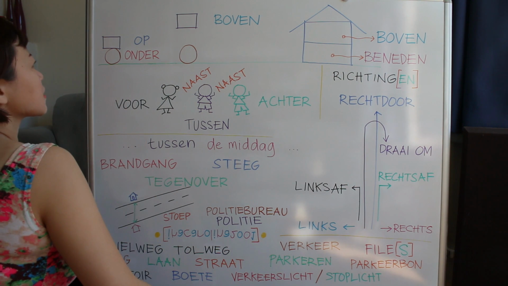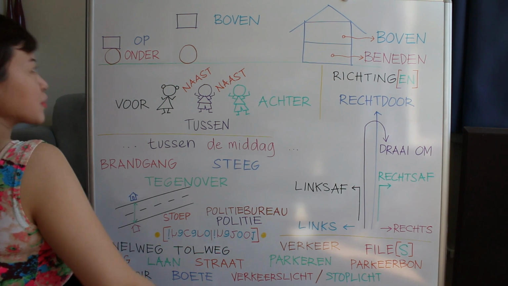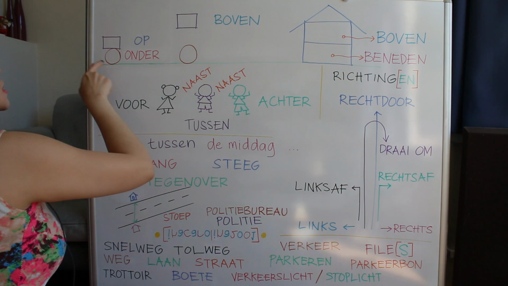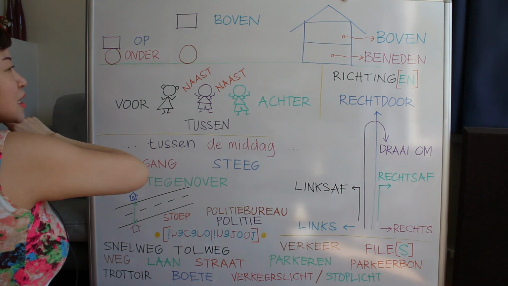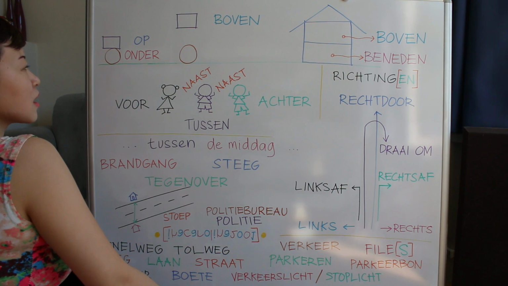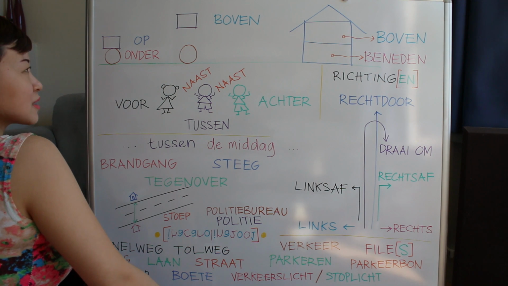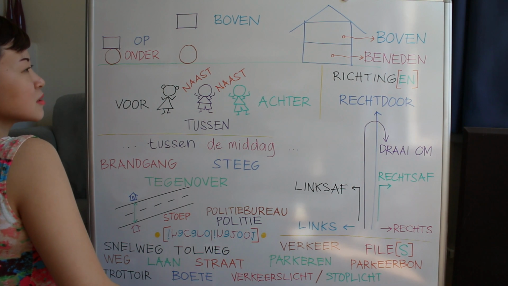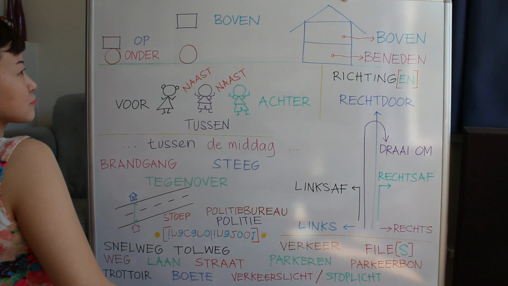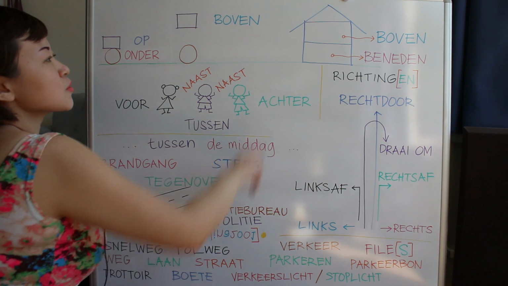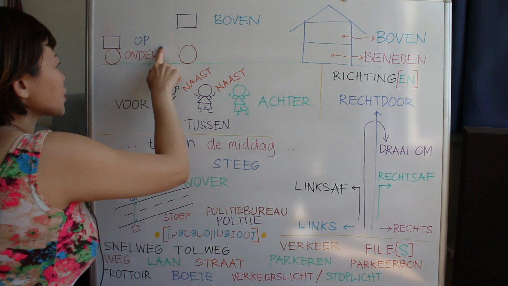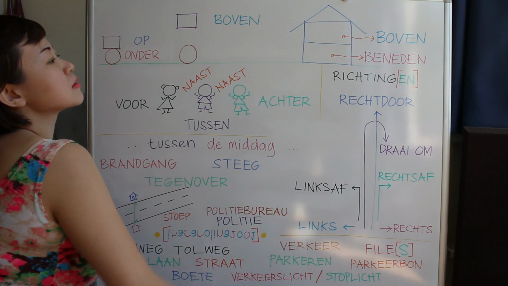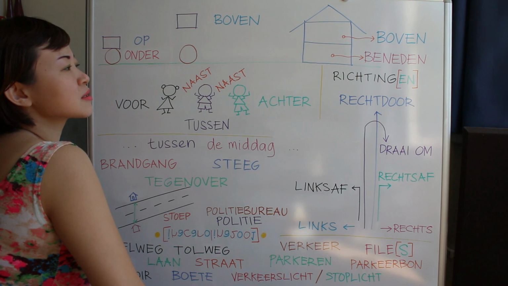Op is on top of. Op, on top of. This is onder. It means under. Boven, above. For a house, we have upstairs, boven. Downstairs, beneden.